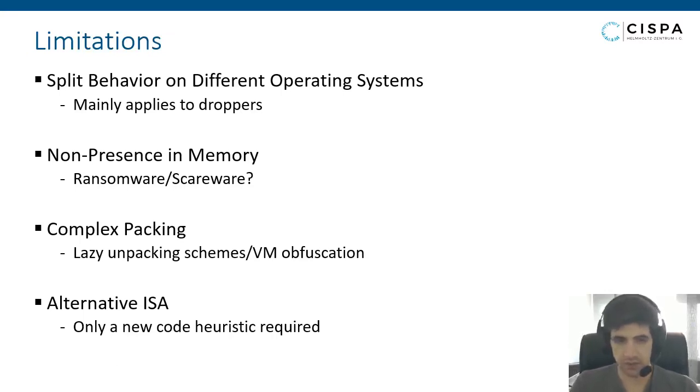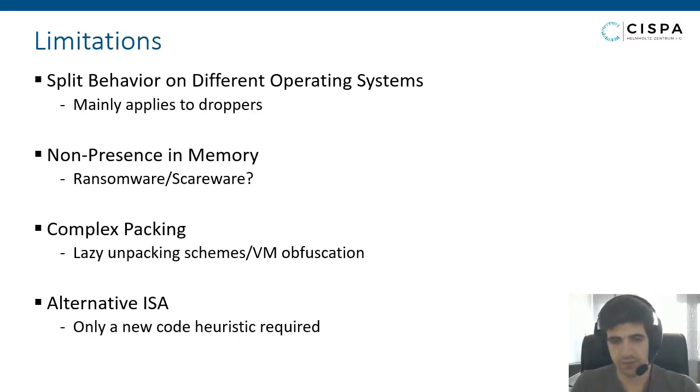Then there are also very complex packing schemes or obfuscation schemes that we cannot deal with. For example, if you have something like VM obfuscation, or you have packing schemes where functions are lazily packed and unpacked on demand. So whenever you need a function, you unpack it, and when you don't need the function, you pack it again. That's really out of scope for us. That doesn't really work because at the time we take the memory dump, we can only see what is unpacked at that moment, and that can be different on both systems. So these are also out of scope.